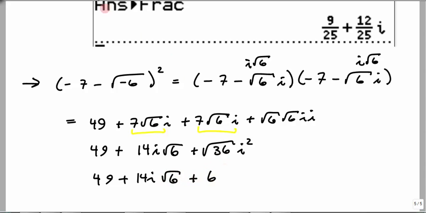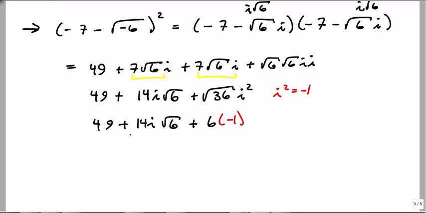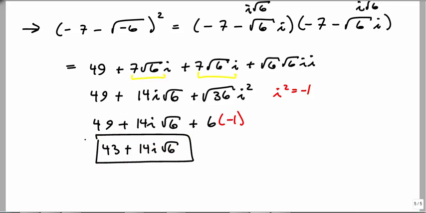Now again, i squared is equal to negative 1. So we can plug that in here. So I have 49 minus 6 is 43 plus 14i square roots of 6. So here's our solution. Now, unfortunately, you're not going to be able to really check this one with your calculator because your calculator does not simplify something like a radical 6. You could compare it as a decimal, so you could take 14 times the square root of 6 and then compare it with your decimal solution that you get.